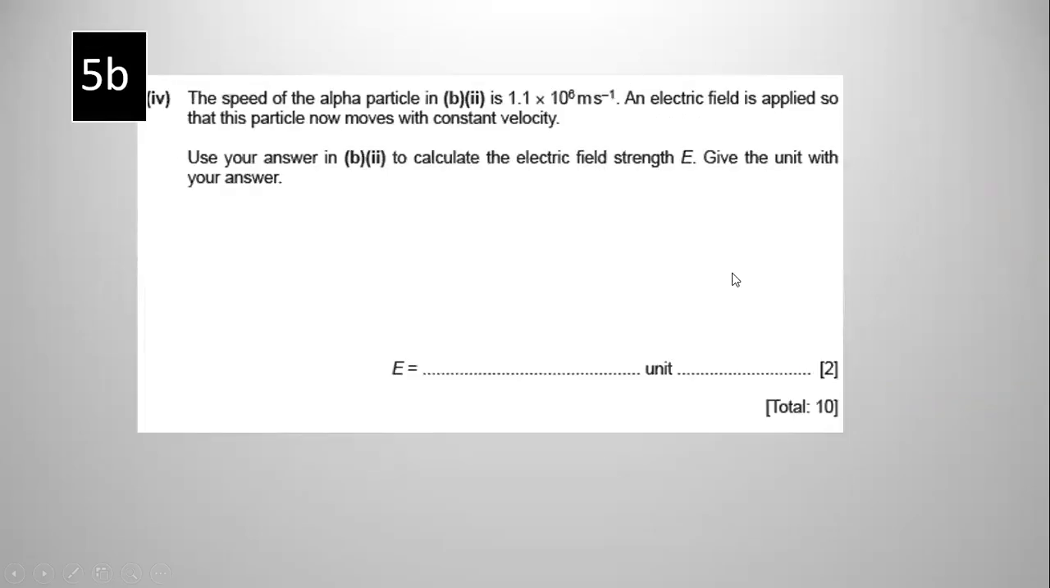The speed of the alpha particle is given, and an electric field is applied so that this particle now moves with a constant velocity. Use your answer in part B to calculate the electric field strength. You calculated B.